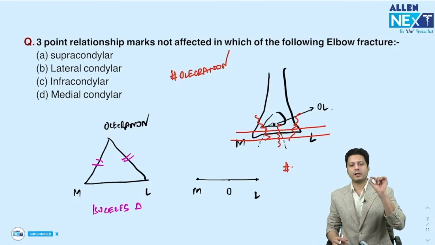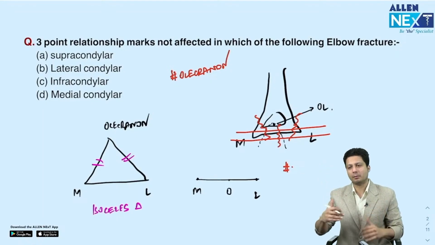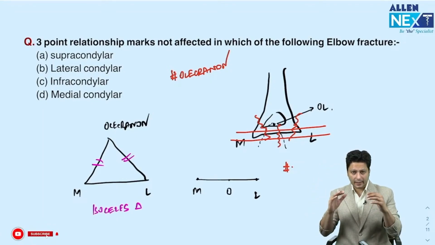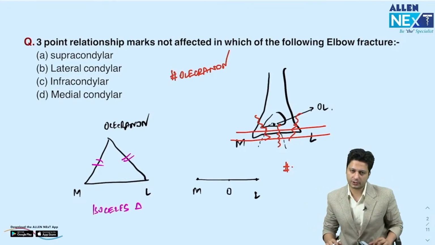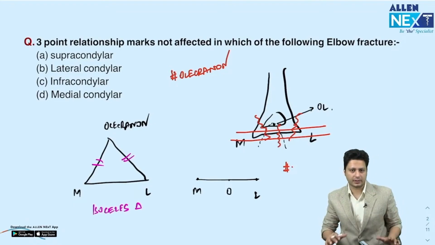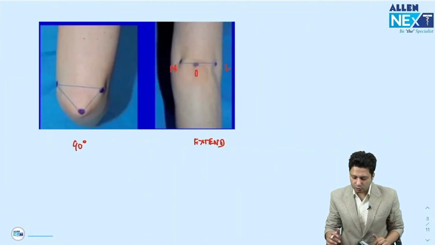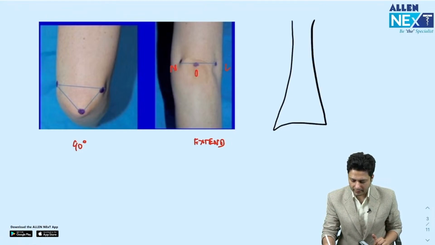For example, if the patient on the left side has a normal elbow, and on the right side there is a malunited medial condylar fracture of the elbow, then it will result in an asymmetric 3 bony point relationship. So you have to compare it with the contralateral elbow of the same patient. Now, as you can very easily identify, the supracondylar fracture means, supra means above the level of the condyles.